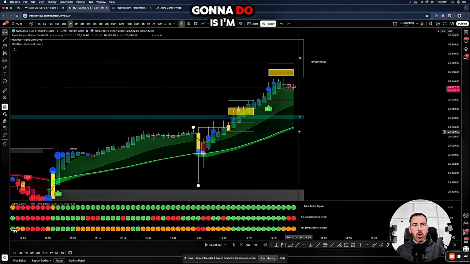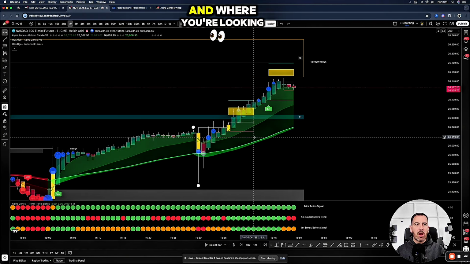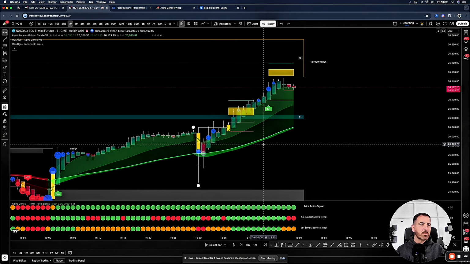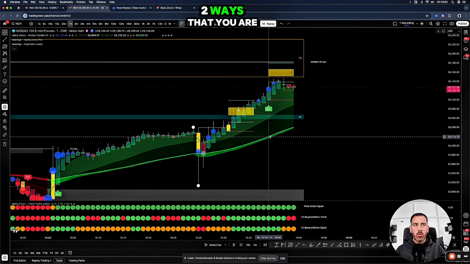What I'm going to do is walk backwards through it so that you can see the actual entry points as well where you're looking to target. So we have two types of entries. We have our golden candles and we have our buy and sell signals. And they are the two ways that you are looking to get an entry in a trade.